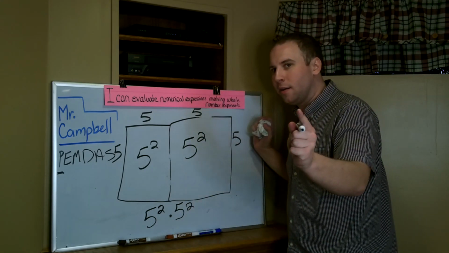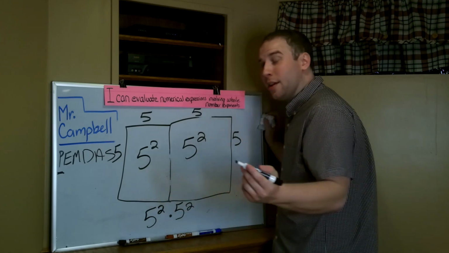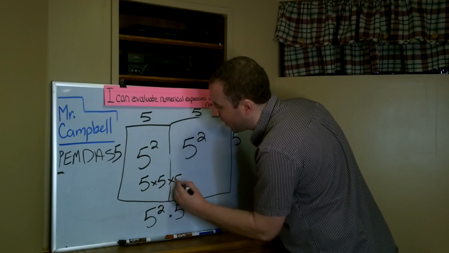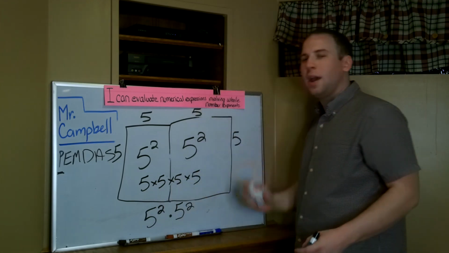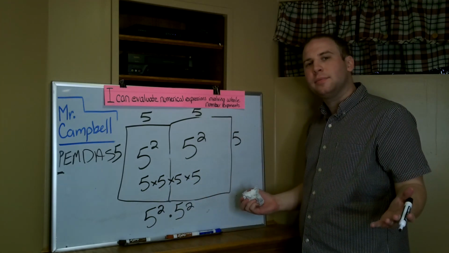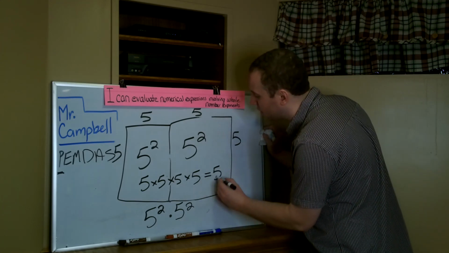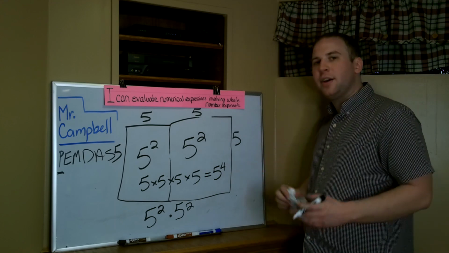Or we could look at another way. Let's say I had 5 times 5 times 5 times 5. How many 5s do I have? That's correct. I have 4 5s. So I could also write it as 5 to the 4th power.